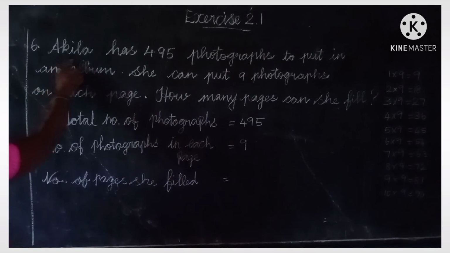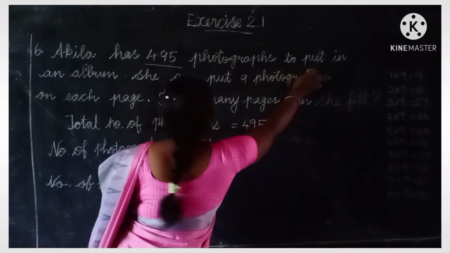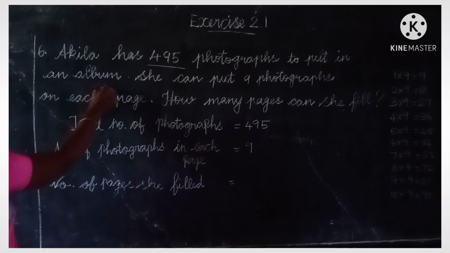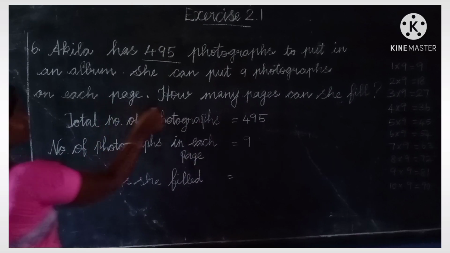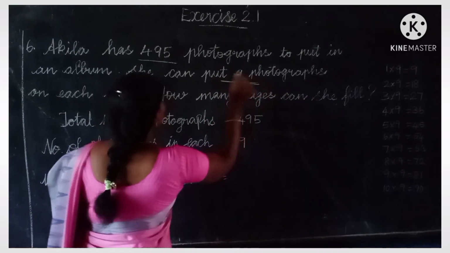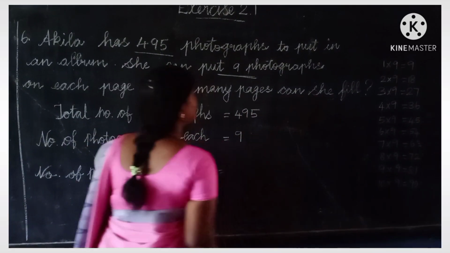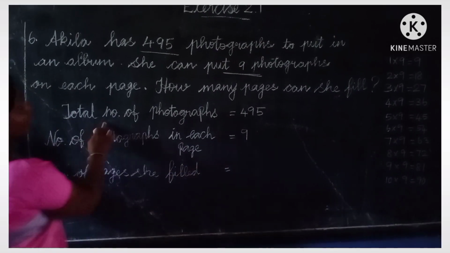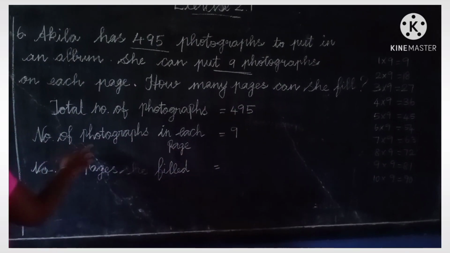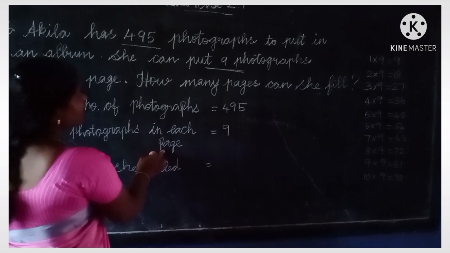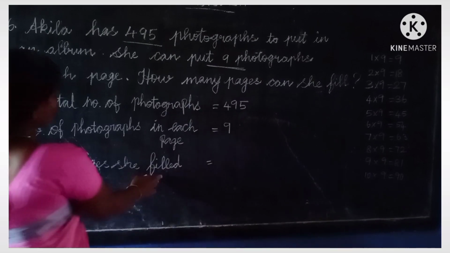Next sum, Aguila has 495 photographs to put in an album. She can put 9 photographs on each page. How many pages can she fill? Here given, total number of photographs 495. Number of photographs on each page 9. Now we are going to find the number of pages she filled.